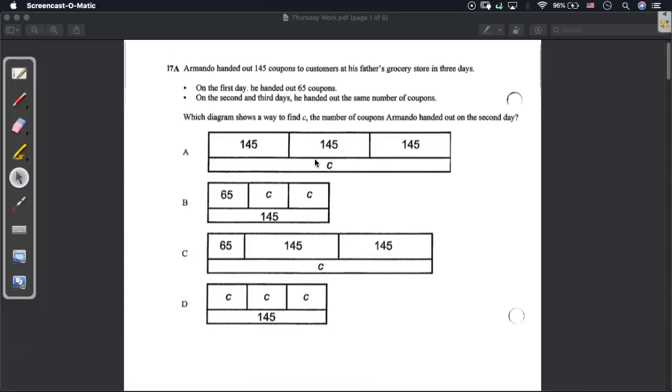It was your problem solving. We're going to do 17A. And this is to check your work, to check your strategies, that everything is done correctly.